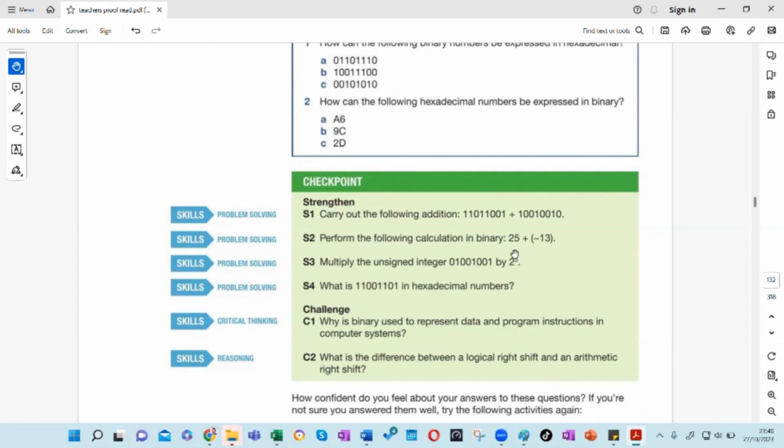How do you do this? For this one, we need to use 2's complement. Now the 25 is a positive number, so we can use the normal binary conversion, right? To represent minus 13, we can use 2's complement. And then what you have to do is this bit pattern and this one can be added together. And that's why we learned binary addition. Okay, shall you do it? You also do it, right?